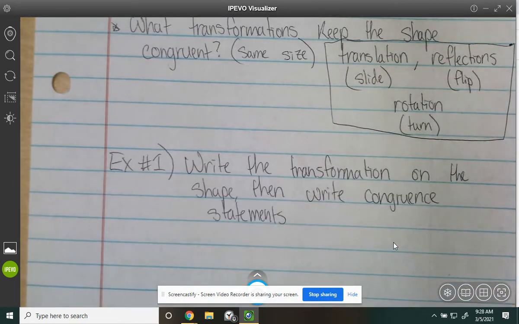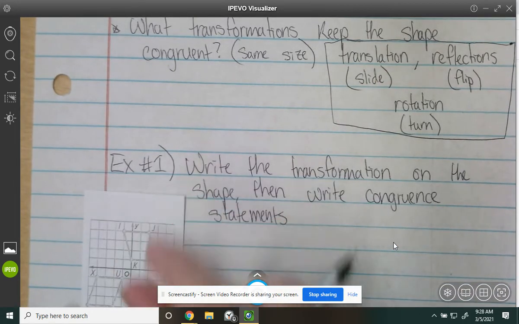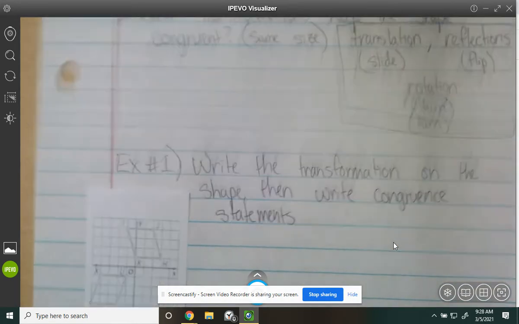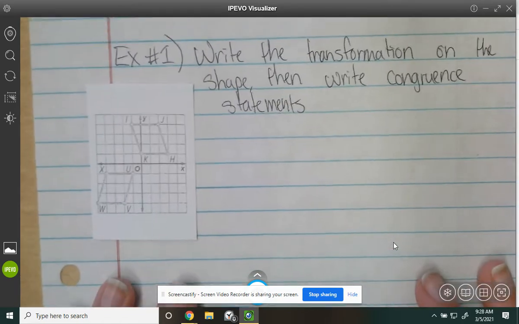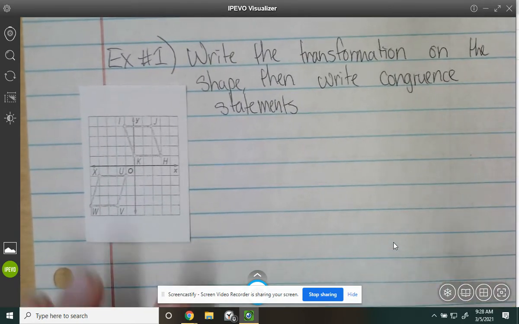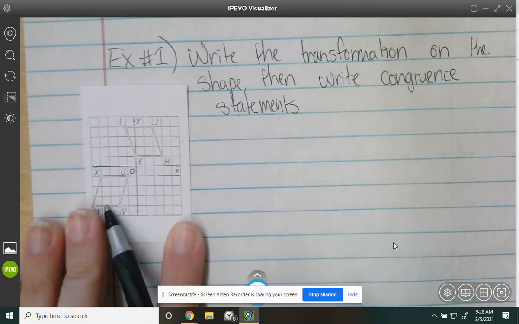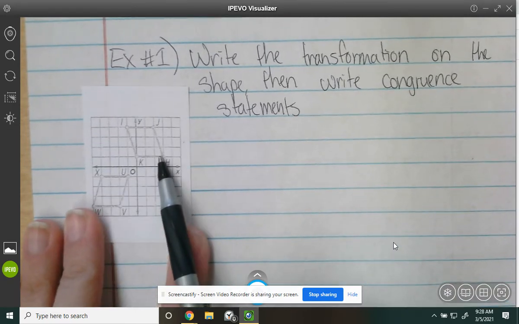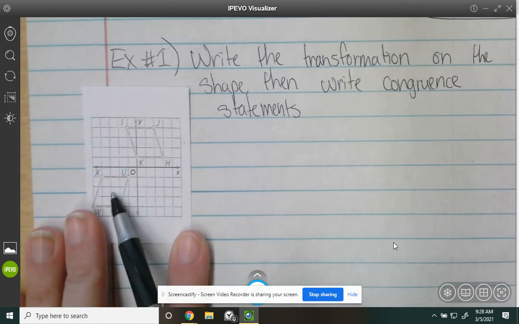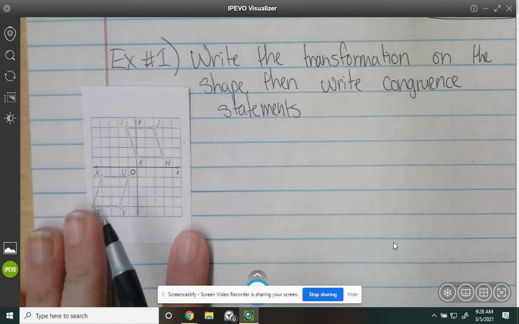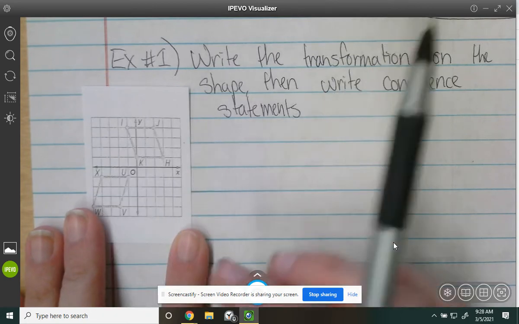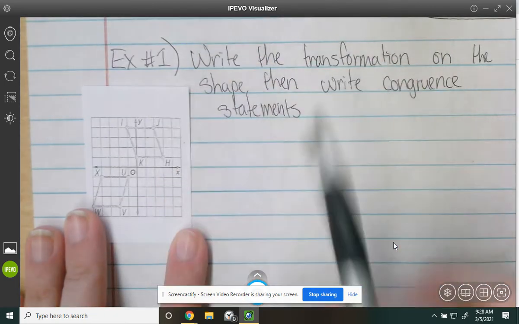Okay, so we're going to look at this shape first. So first I have to figure out what my transformation is. So how did I get this shape here all the way down here? I would say I just translated it, but it's facing a different direction. So we know something else has to happen here. So the first thing I say is, oh, it reflected.